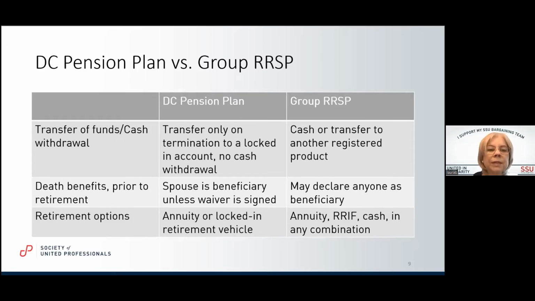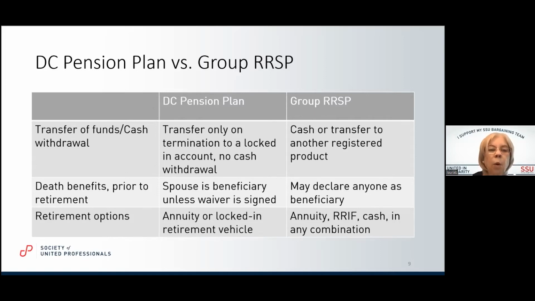This row at the top is hugely important. If you've got your money in an individual defined contribution account, you really, except for very limited exceptions, which we'll talk about, you can't get your hands on that money. It can only be transferred into another locked-in vehicle. If you have money in a group RSP, you can take it out. You have to pay tax, but you can take it out.